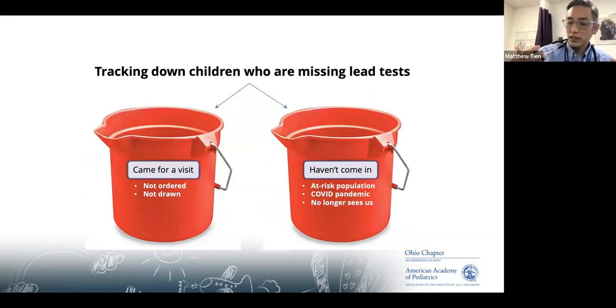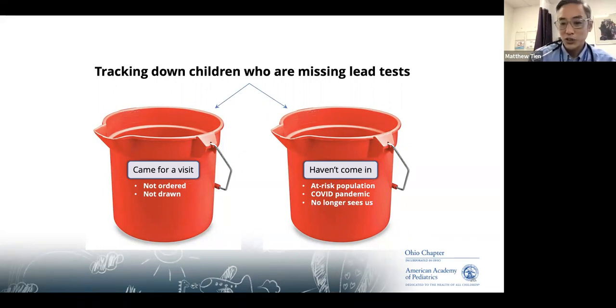Okay, so that was a little overview of our care management of patients who had elevated lead levels. I said that we also would have a little bit of a discussion about how you track down those kids who are missing their lead tests. If you set up a system quality goal for what percentage of your kids are getting their lead tests done, one bucket of kids is those who are missing their tests. They came for a visit and you didn't get it done when you had a chance. That can be addressed by those best practice workflows we talked about earlier on.